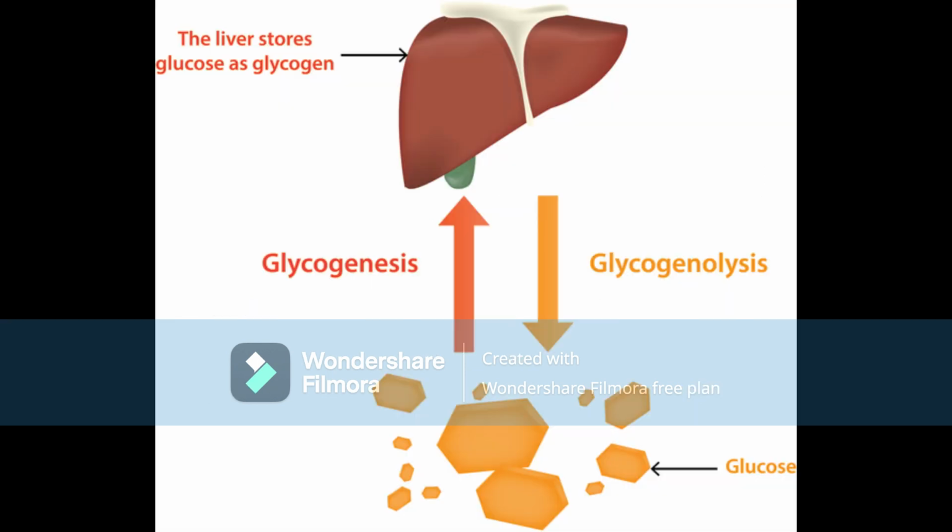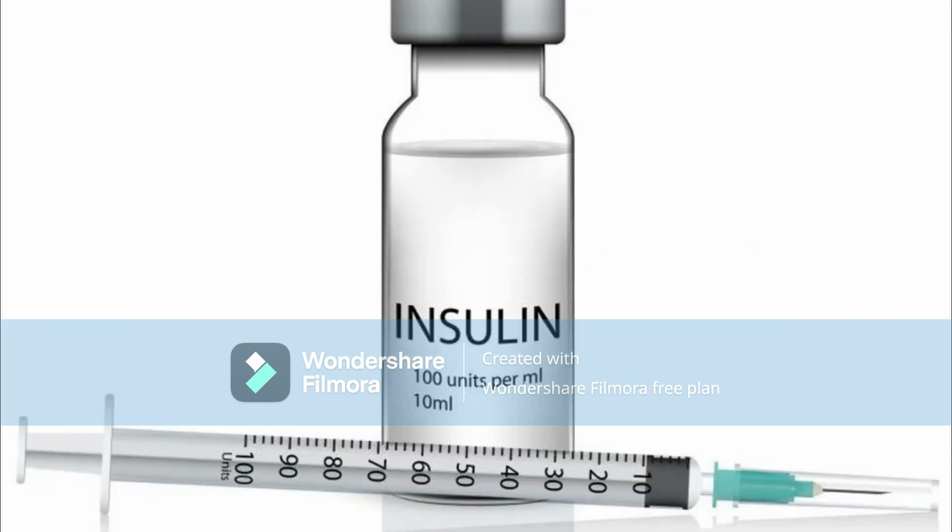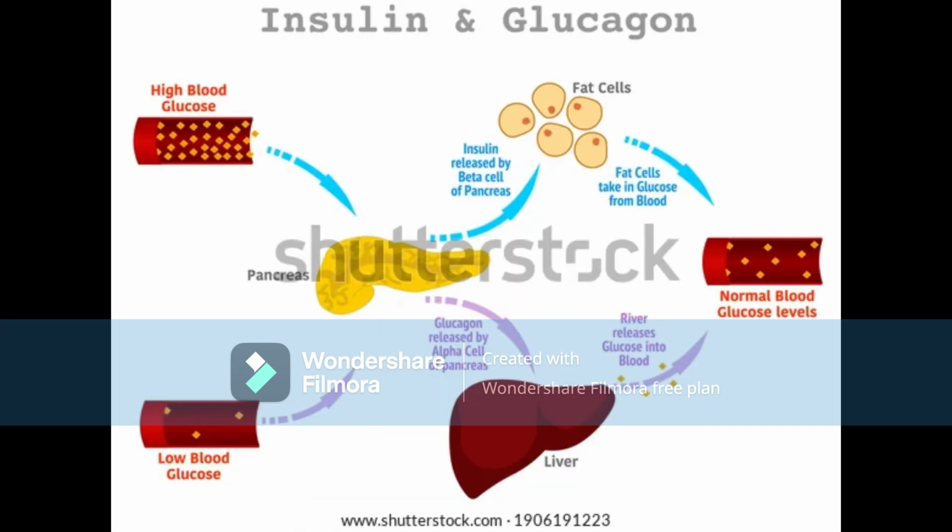So, the balance between glycogen synthesis and degradation is tightly regulated by hormones such as insulin and glucagon. Insulin stimulates glycogen synthesis and inhibits glycogen degradation, while glucagon stimulates glycogen degradation and inhibits glycogen synthesis. This allows the body to quickly respond to changes in glucose demand and keep blood glucose levels stable.